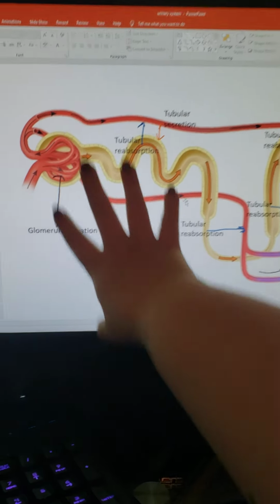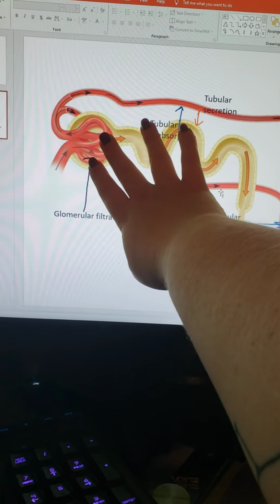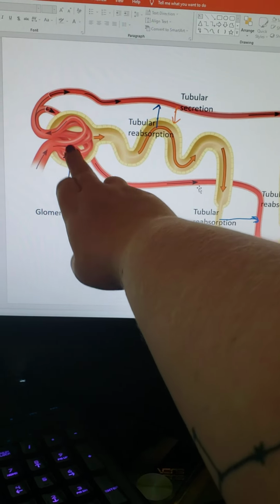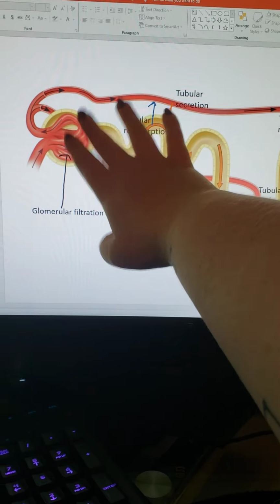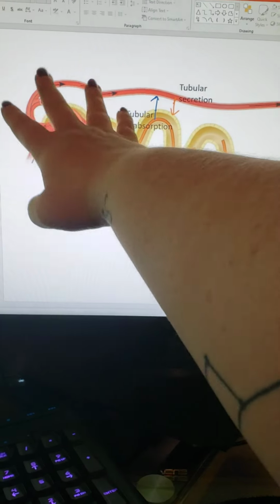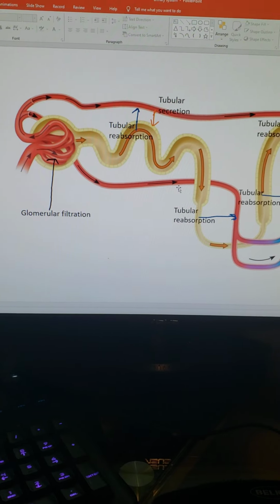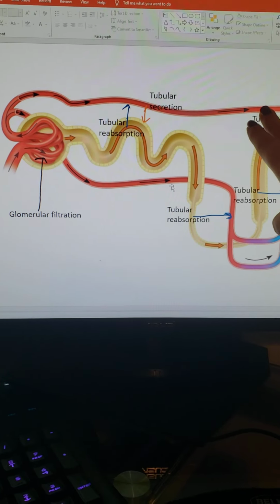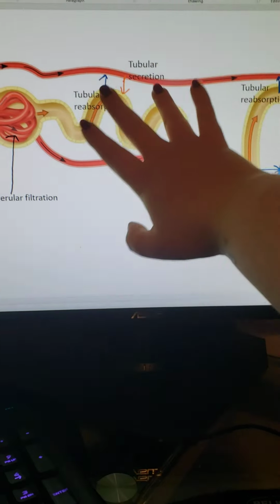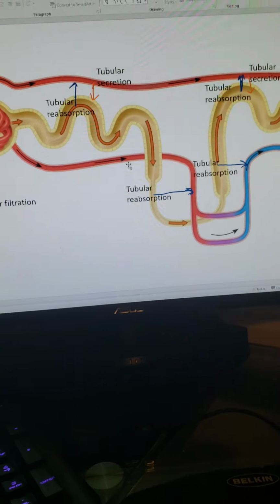This is where, like I said, the glomerular filtration starts right here. So blood comes into the system and it's all filtered out. Anything that is good, clean blood gets moved back into the efferent arteriole, which then moves into the peritubular capillaries, which then moves into the rest of the blood system. So if it's clean, it goes this way.